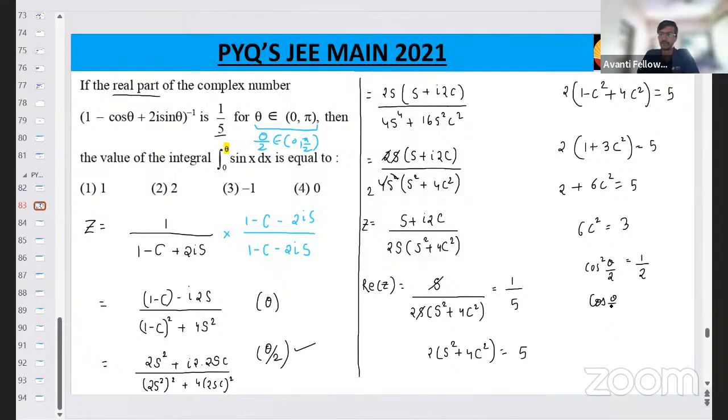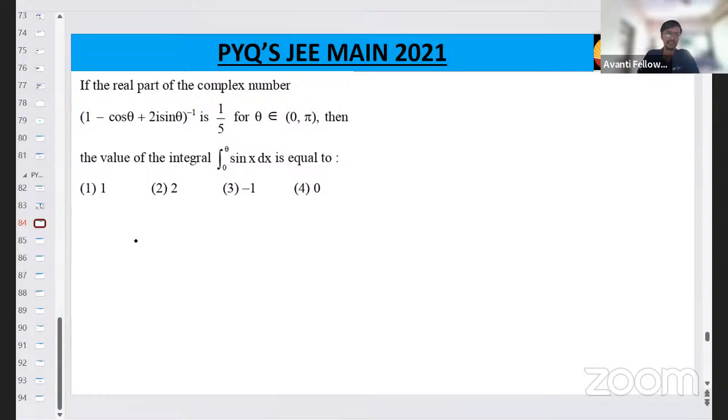we'll have cos theta by 2 equals 1 by root 2, only positive sign since first quadrant, and who gives 1 by root 2? 45. 45 means pi by 4. So theta is pi by 2. The work is not finished because we have to find the integration from 0 to pi by 2 of sin x dx. So what is the integration of sin x? Minus cos x.